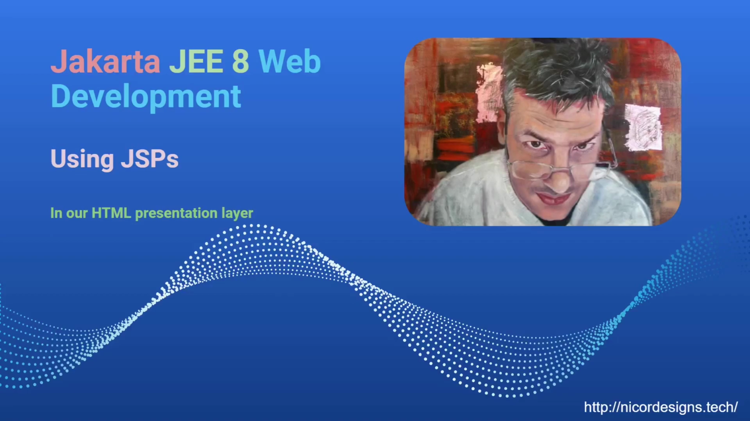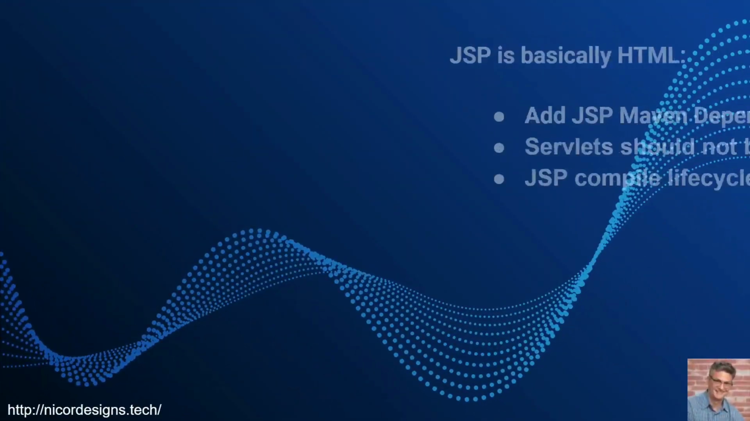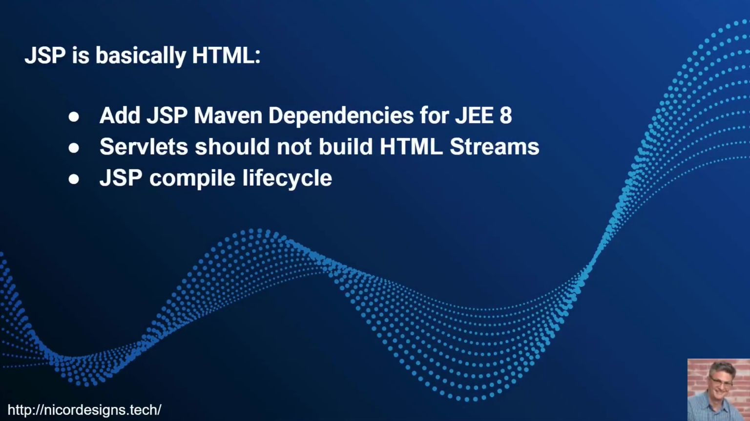And in this way, we will learn about the life cycle of JSPs and how we can debug them in the Eclipse IDE. These are the high-level steps. As we mentioned, we'll add the JSP dependencies to our Maven POM file. And then finally, we'll look at the JSP compile lifecycle.